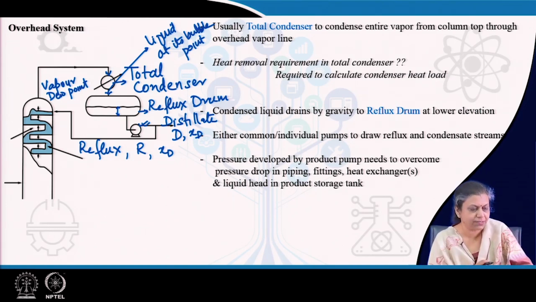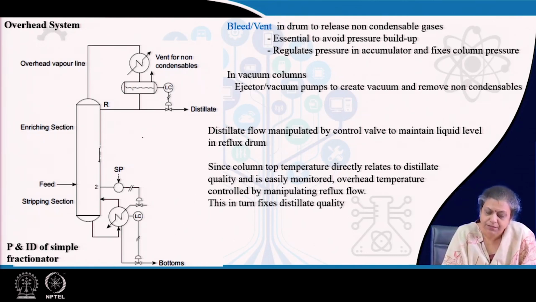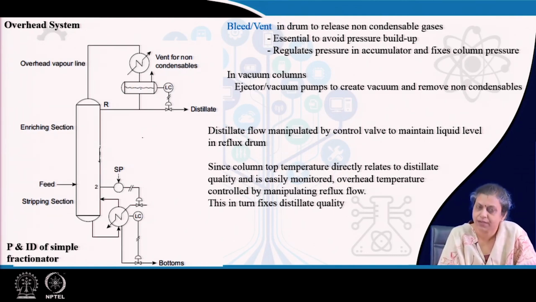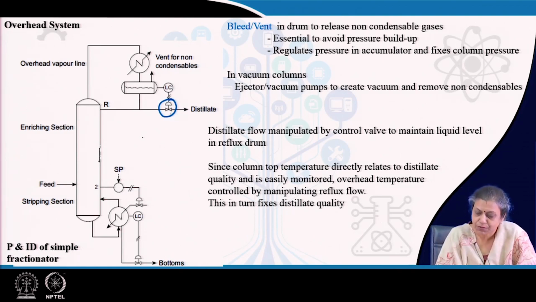Now, in the reflux drum, if you observe, what happens? The liquid accumulates in the reflux drum. This liquid level should be controlled, or else definitely it is going to overflow, and we cannot allow that. How do you control the liquid level? This liquid level is controlled by controlling the distillate flow rate. You can find that we have a control valve in this particular case. By means of this control valve, we control the distillate flow rate, and based on this control, the liquid level in the reflux drum is maintained.